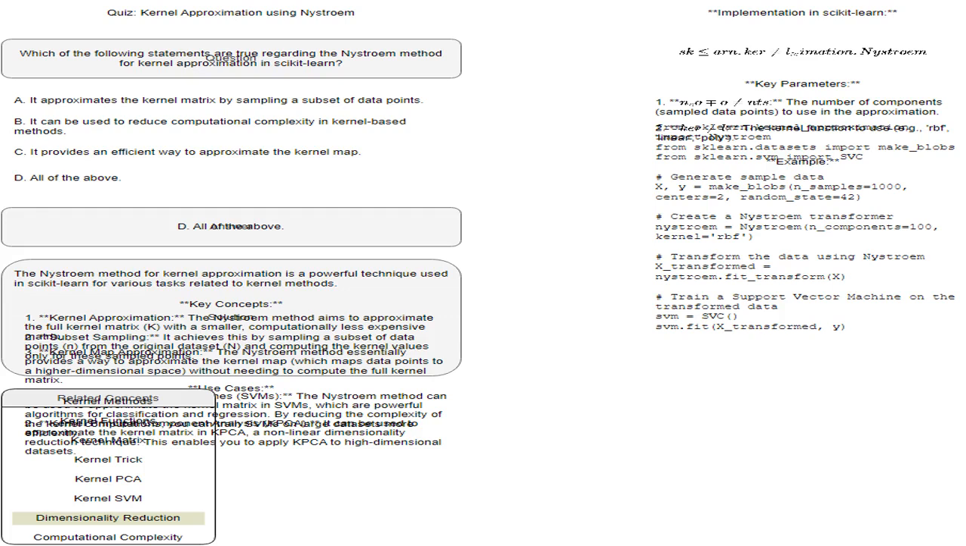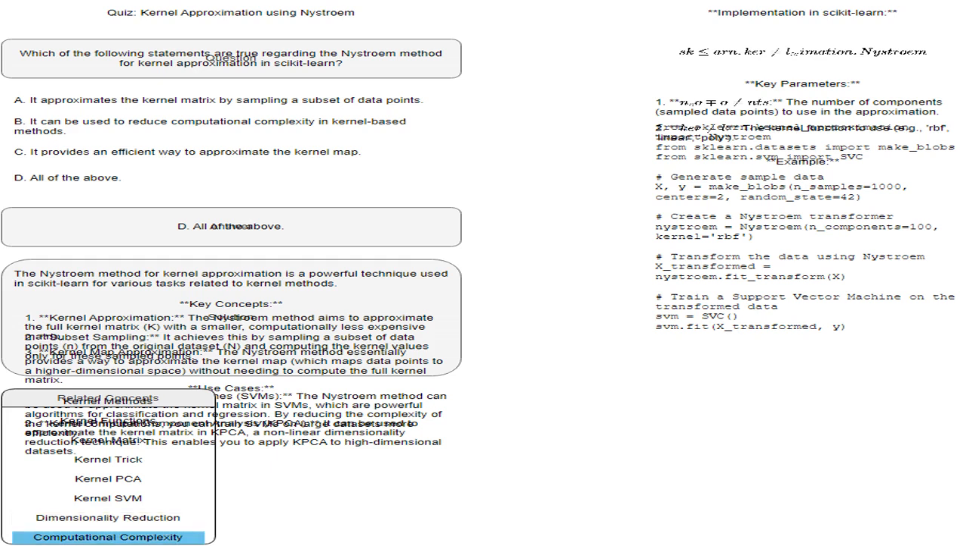Dimensionality reduction. Dimensionality reduction is a technique used to reduce the number of features in a dataset while preserving the important information. This can be beneficial for improving the efficiency of learning algorithms and reducing the impact of the curse of dimensionality. In text mining, dimensionality reduction techniques can be used to represent documents as vectors in a lower dimensional space, enabling efficient comparison and clustering of documents.